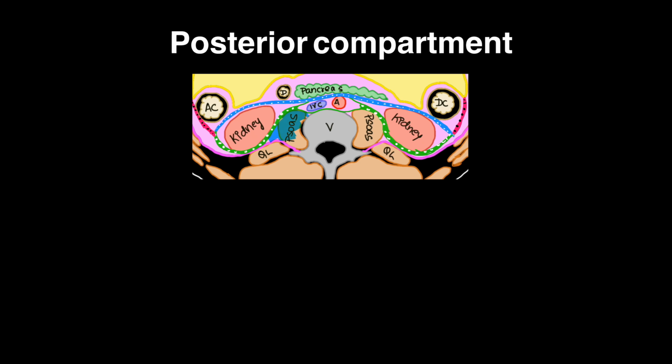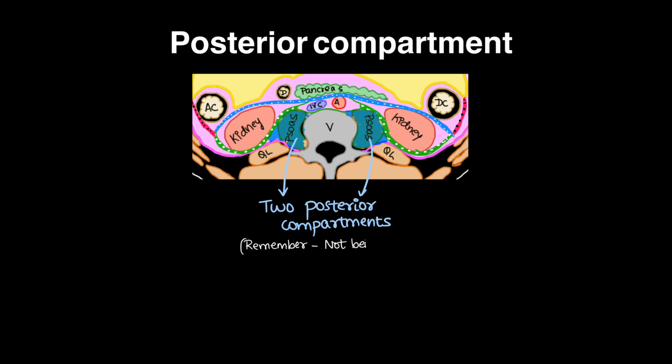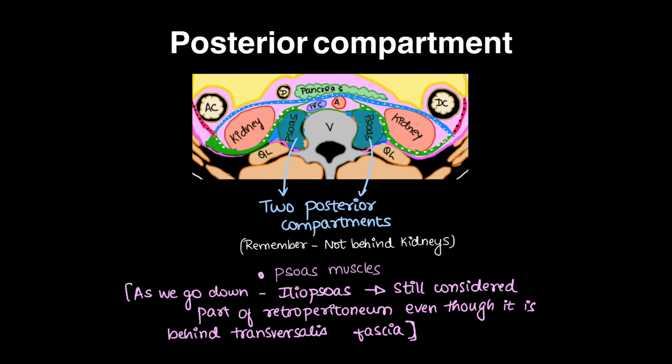Coming to our last compartment of retroperitoneum, that is posterior compartment. The contents of posterior compartment is still not standardized in literature, and there's still confusion whether psoas comes in the posterior compartment or not. Remember, posterior compartments are not exactly behind the kidneys, they are medial to the kidneys. Content of this compartment is psoas muscle. As we go down, it becomes iliopsoas muscle, but it's still considered a part of retroperitoneum, even though it is behind the transversalis fascia in the lower down sections.